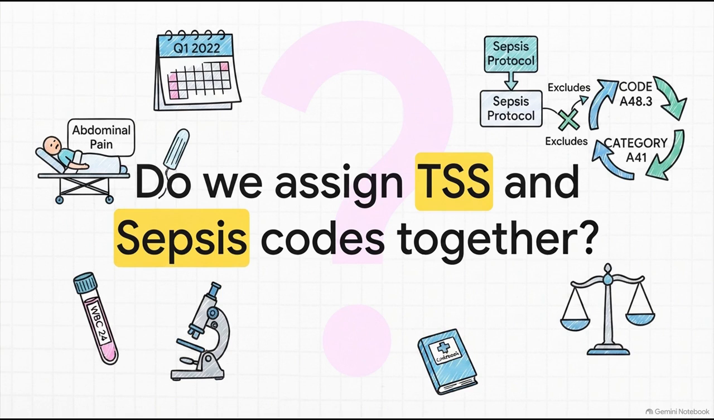Ultimately, the final diagnoses are sepsis and suspected toxic shock syndrome, or TSS. But here's the catch. Code A48.3 for toxic shock syndrome and category A41 for other sepsis have conflicting excludes notes. Depending on which note you look at, you might think you need one code, or maybe you need both. So in the showdown, which one actually wins?